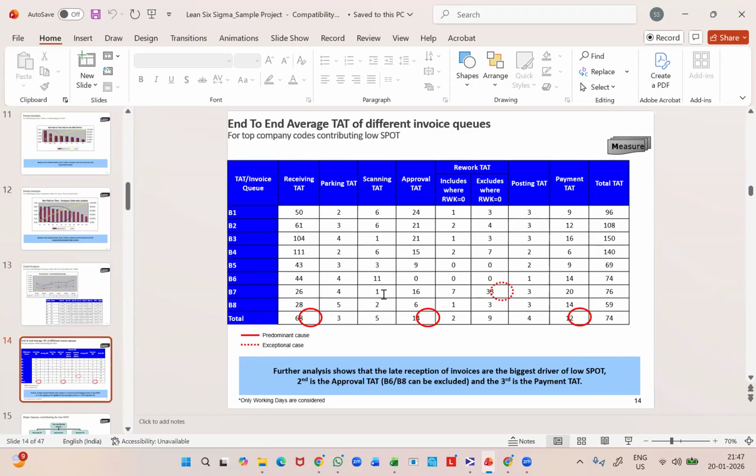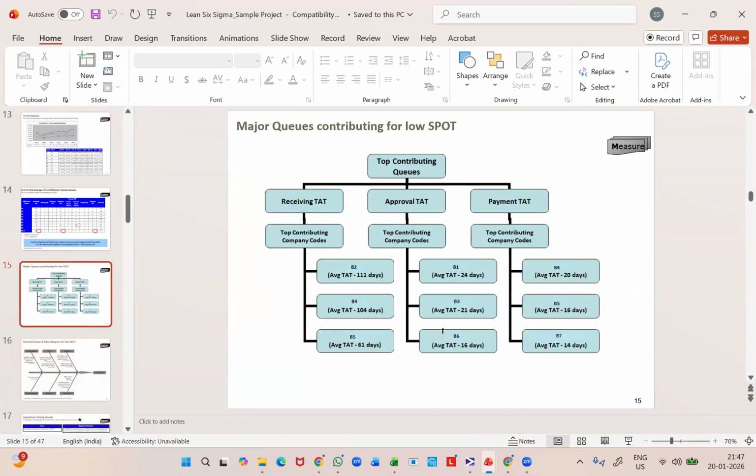And we also did a turnaround time analysis. As I told you, the time taken to perform each and every activity will have a direct bearing on the overall time taken to make payment to the supplier. So the company code wise turnaround time details is what is given here. And we could identify certain queues which were actually taking a longer time for processing, and those have been identified for multiple company codes.